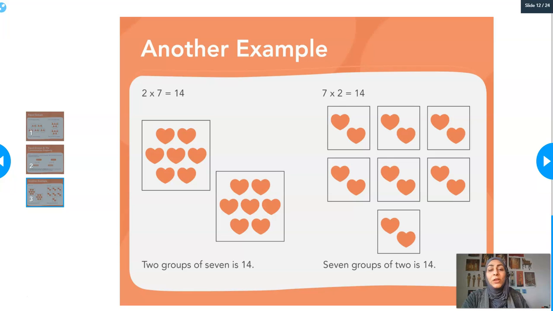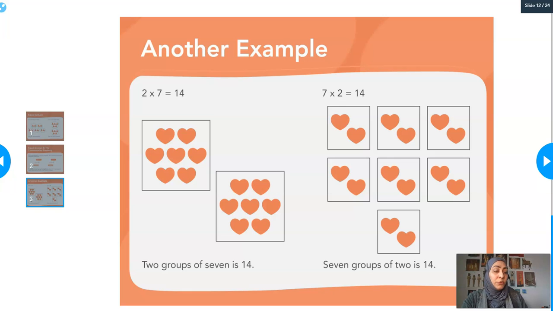Let me switch. Instead of having 2 groups, I'm going to have 7 groups of 2. So there are 2 hearts inside each group. Let me count the hearts again: 1, 2, 3, 4, 5, 6, 7, 8, 9, 10, 11, 12, 13, 14. I still have a total of 14 hearts, even though I switched the groups. So 7 groups of 2 is 14, as is 2 groups of 7.